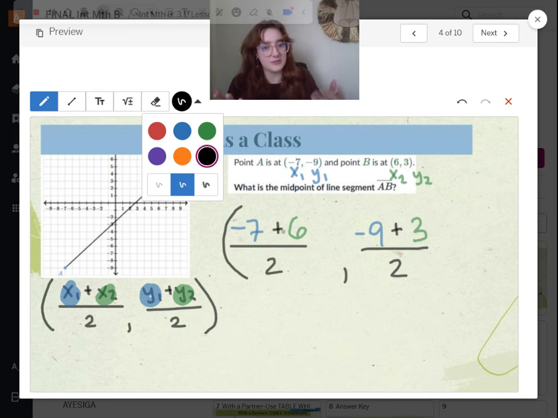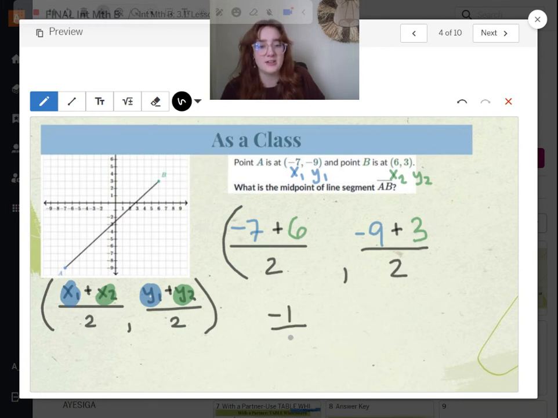All right, so let's figure this out. -7 plus 6 should be -1, divided by 2, -1/2. -9 plus 3 should be -6, divided by 2, which can simplify to -3. So we're looking for, let's just double check, -7, yep, that's -1/2, and -9 plus 3 is -6, yep, -3. Okay.